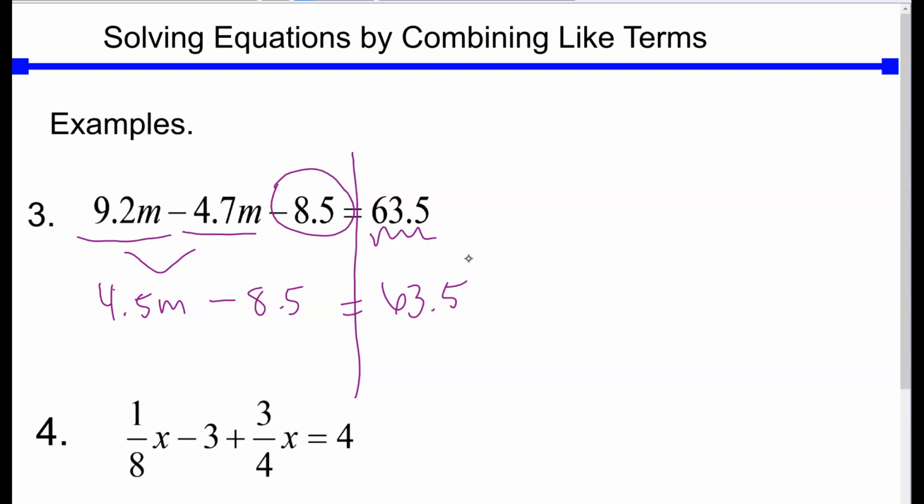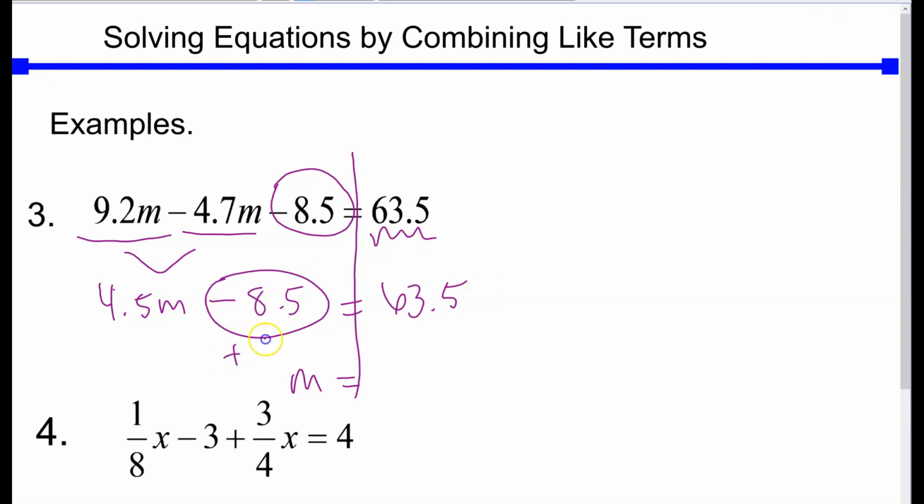Okay, so I do that first step. I combine my like terms. Even though they're decimal terms, I can still combine them in order to solve and get my m value by itself. That's what we want in the end here. So the two-step equation that I'm down to right now is 4 5/10 m minus 8 5/10 is equal to 63 5/10.